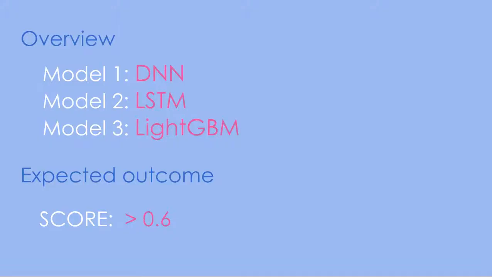We use 3 models for this task. The first model is a deep neural network. The second model is long short-term memory, and the last one is LightGBM. The test data is from the first day of 2017 to July 31st of 2018. Our expected outcome is to have a score greater than 0.6.